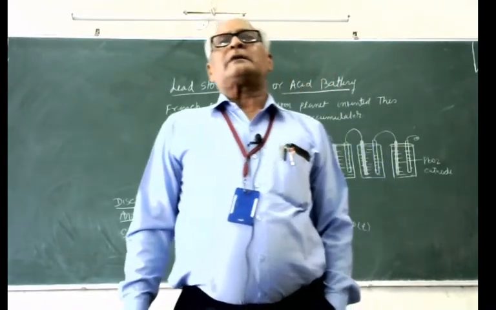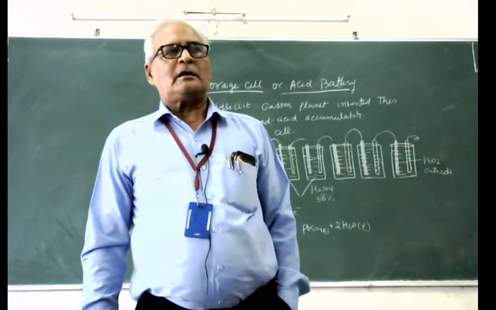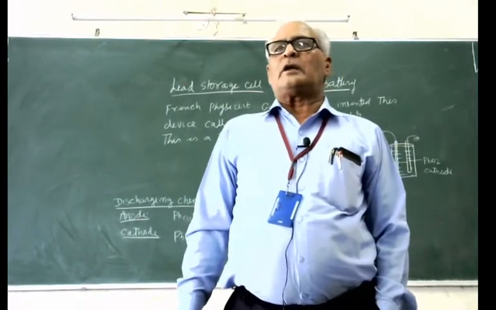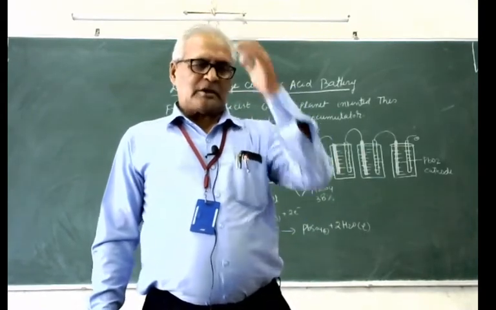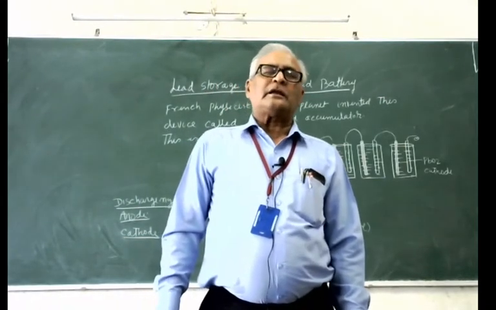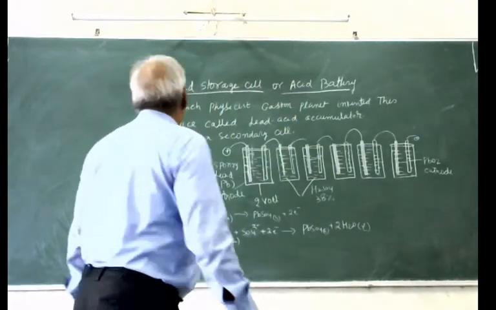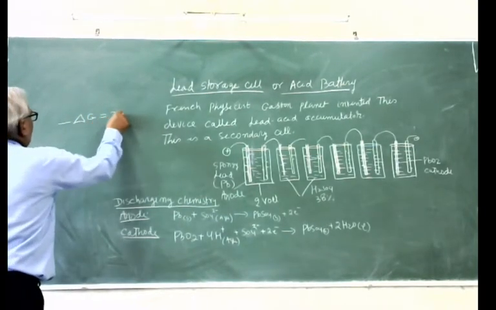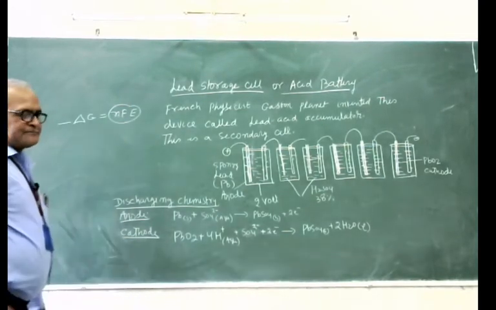As soon as we connect the electrodes, we get electrical energy because of the conversion of chemical energy into electrical energy. This is the device from which we can convert chemical energy into electrical energy. Already I have told you that minus delta G is equal to nFE. This is the electrical energy.